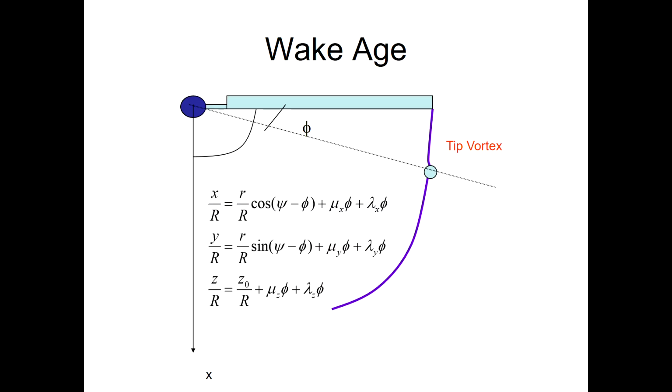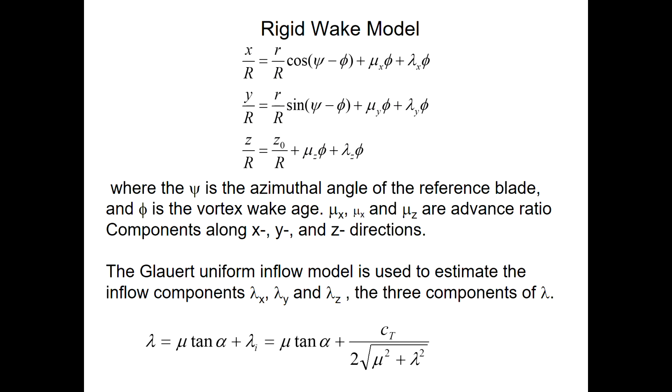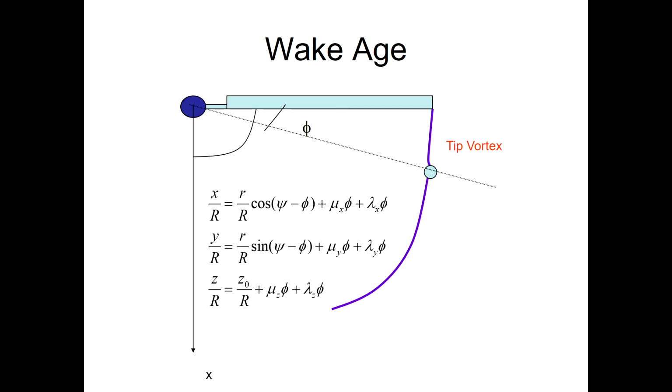Now the wake age is called phi. That's what is showing up here. It's the time between where the blade is and where the vortex is. So the vortex is released, then the blade has moved past it. If the tip vortex is released at a point shown as a circular blue dot here, and the blade is at a different location at phi, then phi is the wake where the blade is.